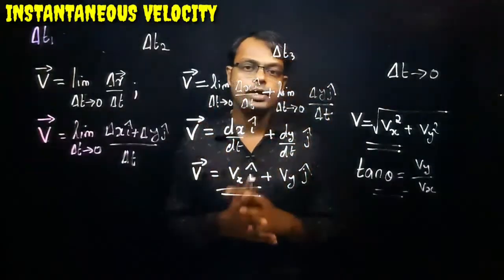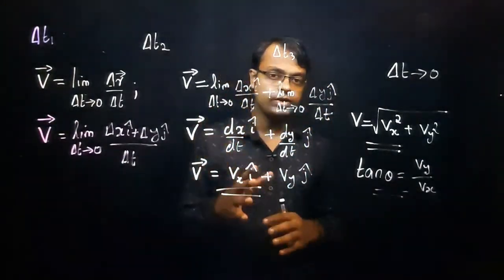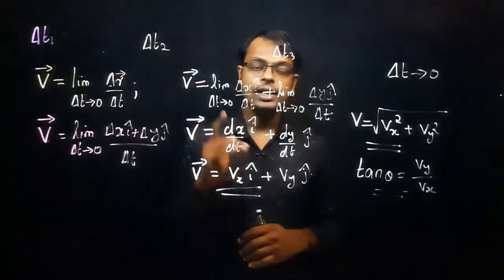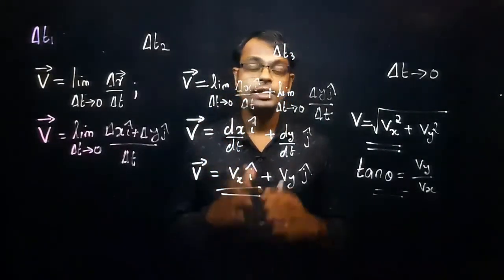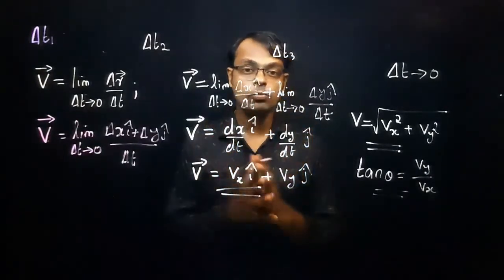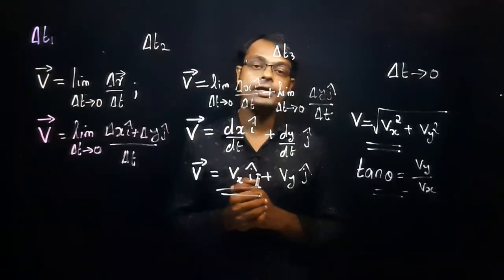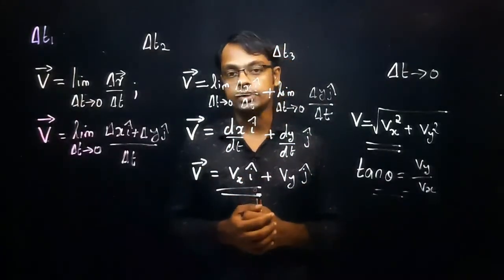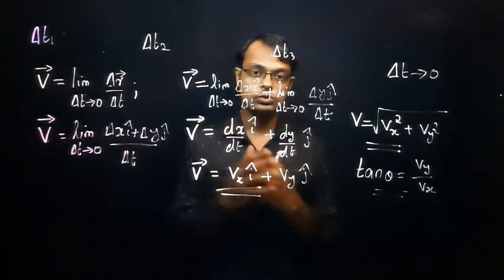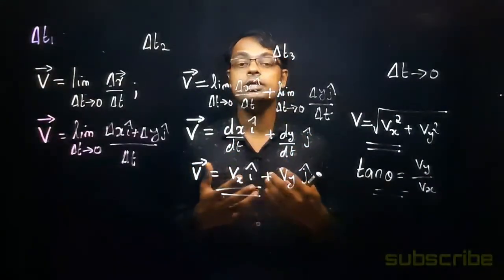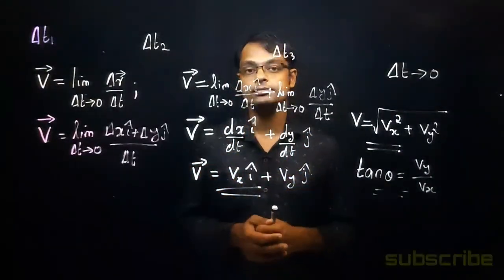So what we have discussed today is the position vector, the displacement vector, average velocity and instantaneous velocity in terms of rectangular components in a plane, so only the x component and y component. I hope you understood this. In the next lesson we will be discussing acceleration in terms of rectangular components. Thank you all of you.